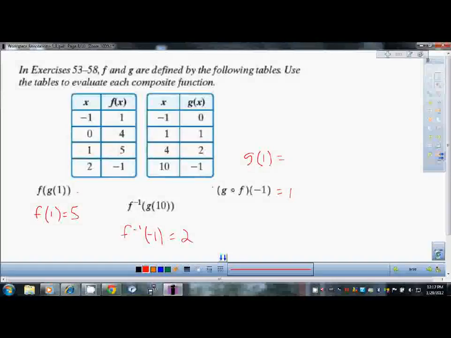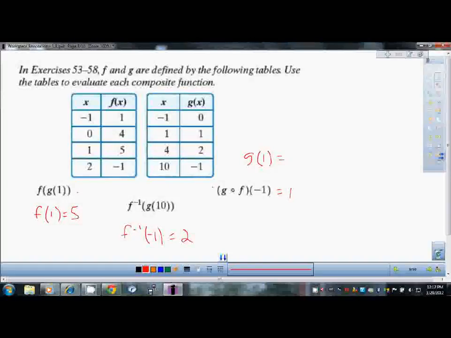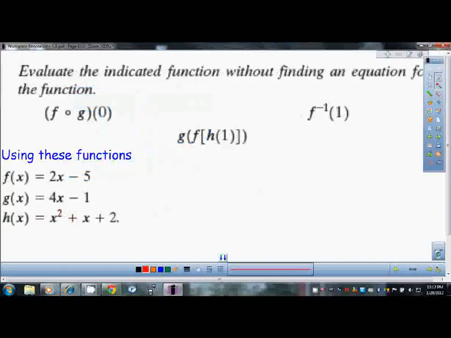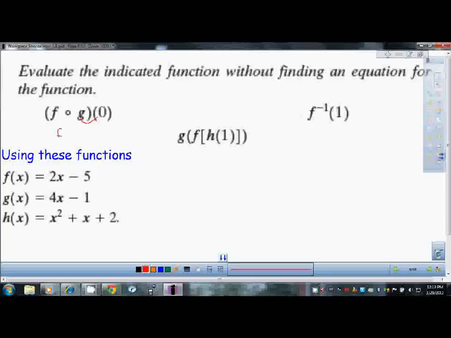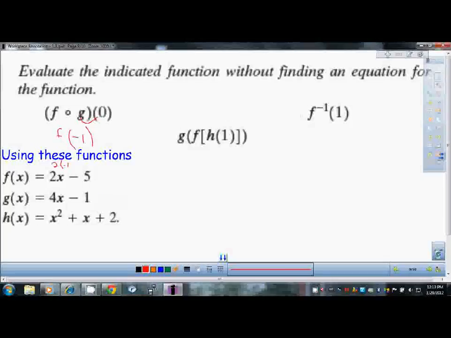You are going to have to do something like that in just a second. You'll also have to do something like this. It's going to give you 3 functions, and it's going to say, find these compositions that they ask for above. So, for instance, f of g of 0. Well, g of 0, I come down here. Here's g of x. G of 0, that's 0 minus 1 is -1. So f of -1 is 2 times -1, -2 minus 5, -7. Boom.